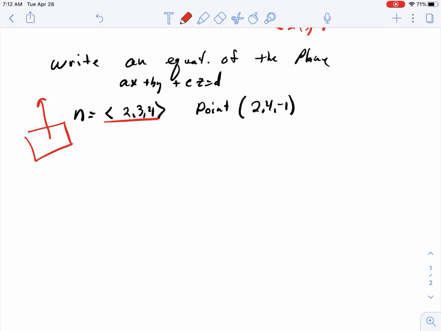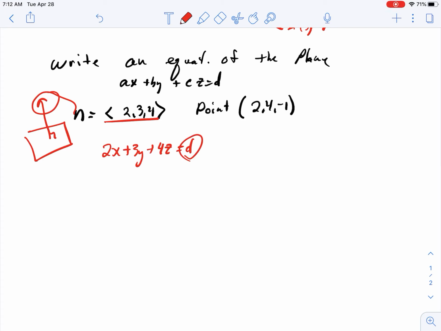Well, here's my plane. This is that. Okay, that's the slope. So therefore, it would be 2x plus 3y plus 4z equals d.